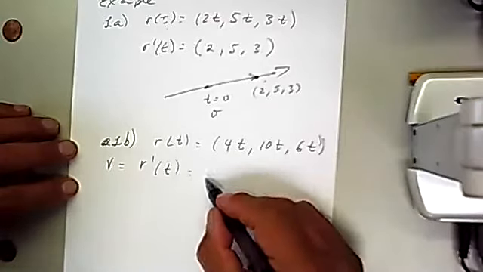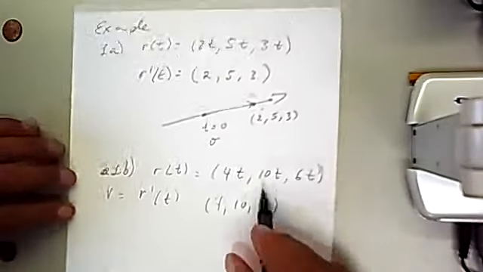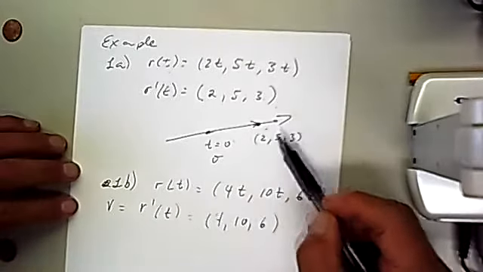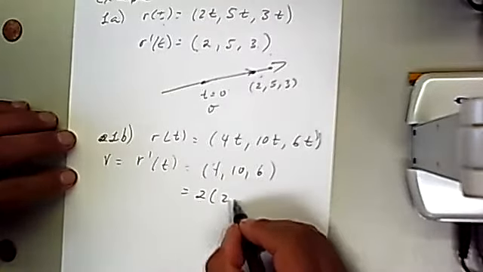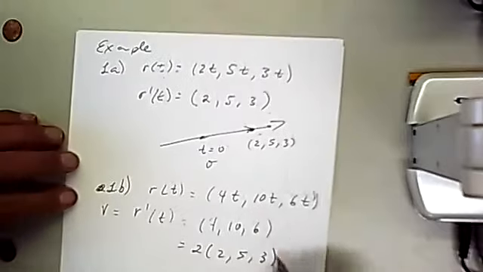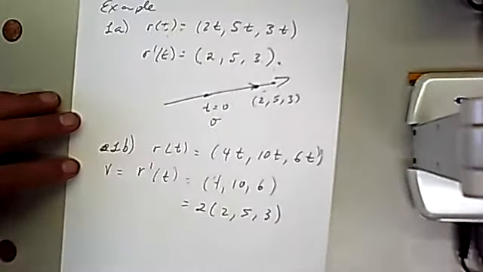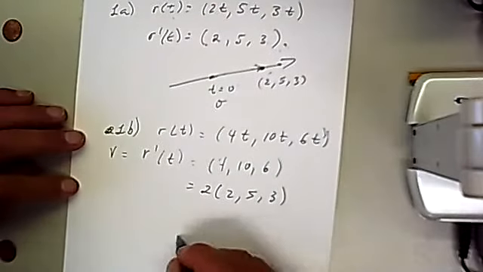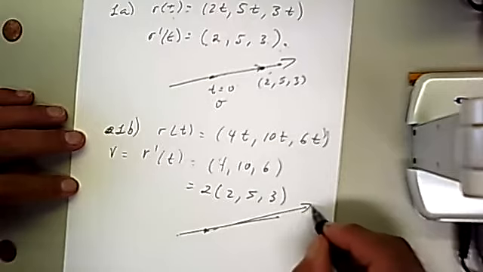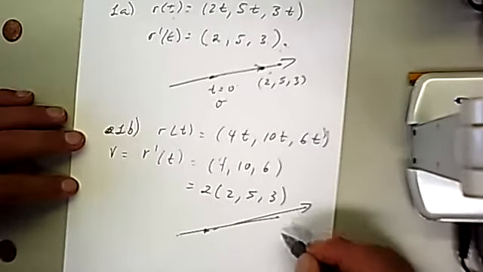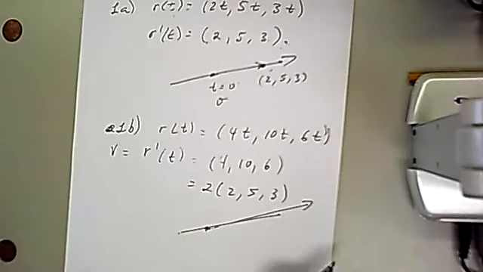So the velocity of this curve is 4, 10, and 6, which means that it is going twice as fast as this curve. The direction is the same because if we factor out the 2, we have 2, 5, 3, and that means that we're going twice as fast as this one at all times. So it is the same curve, but it's going twice as fast. And consequently, the vector that represents the velocity is twice as long.